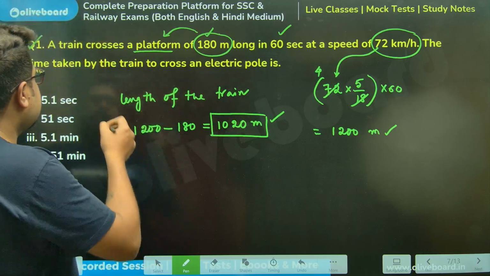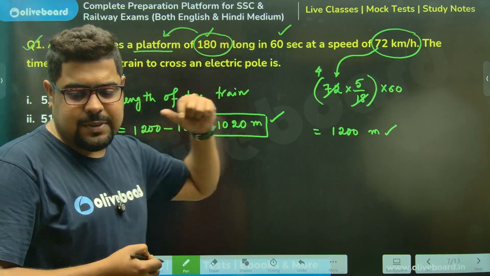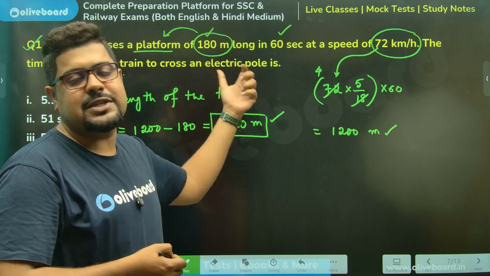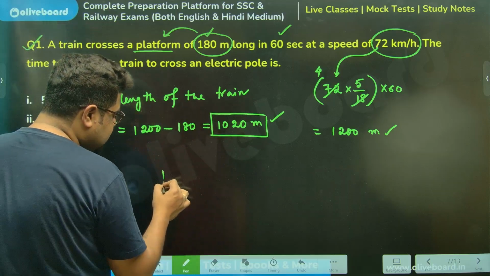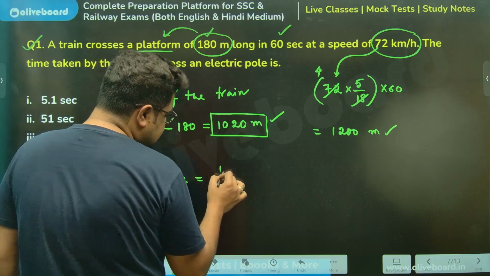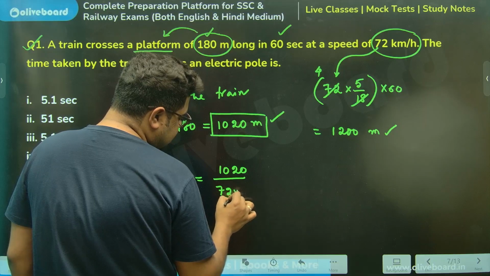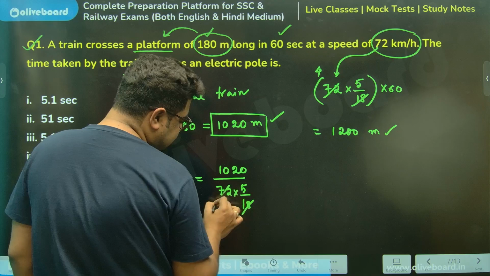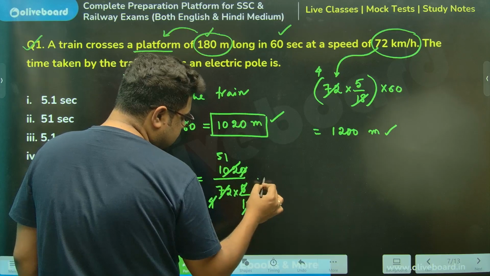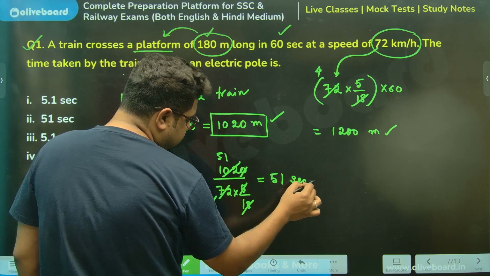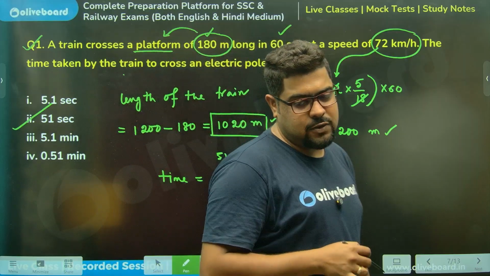Now, the second part, the time taken by the train to cross the pole. When the train is crossing the pole, it only needs to cross its own length, which is 1020 meter. So the time there will be the distance divided by speed, which we already know as 72 times 5 over 18, which is nothing but 20 actually. 1020 divided by 20 is 51. So my answer will be 51 seconds, sir. Option number 2. Now this is one way to solve it.